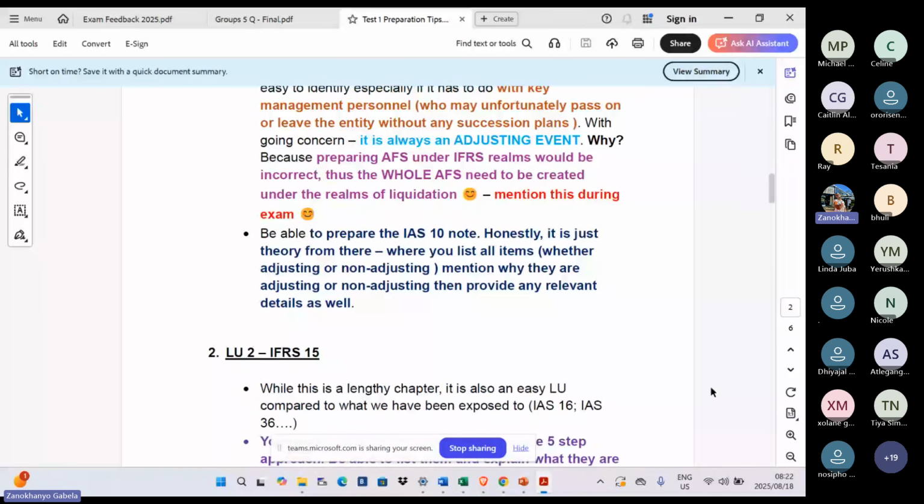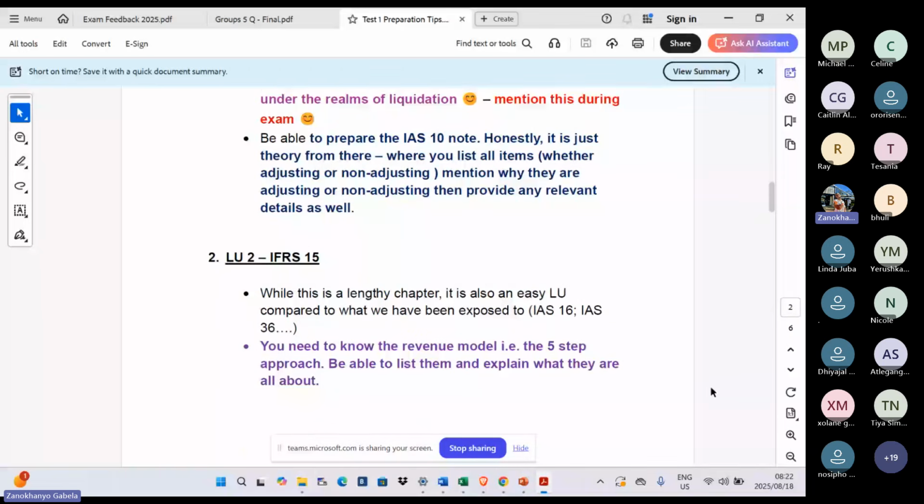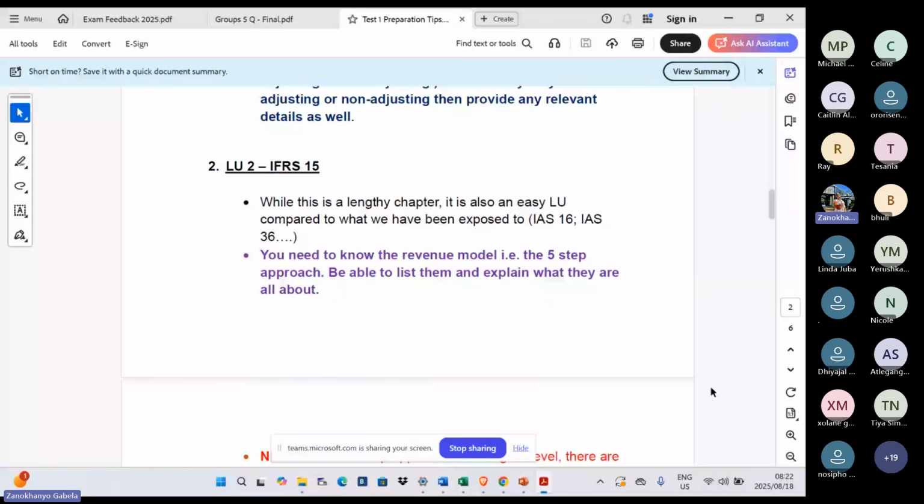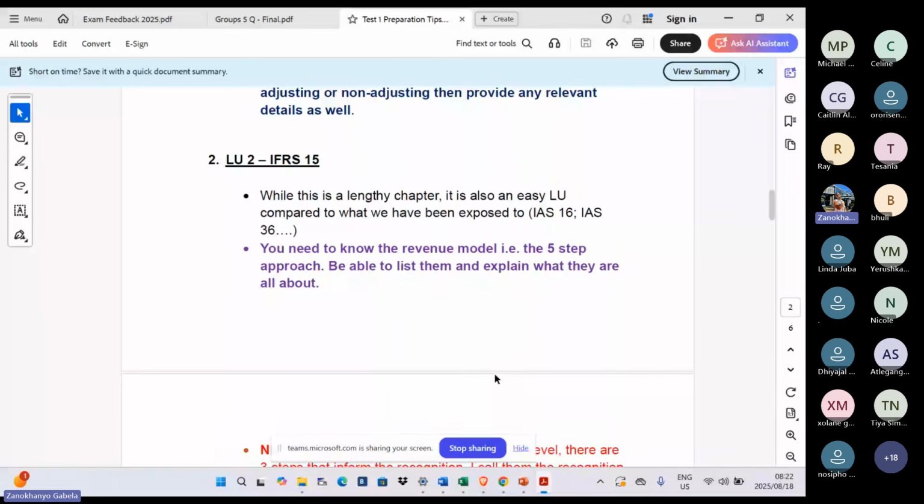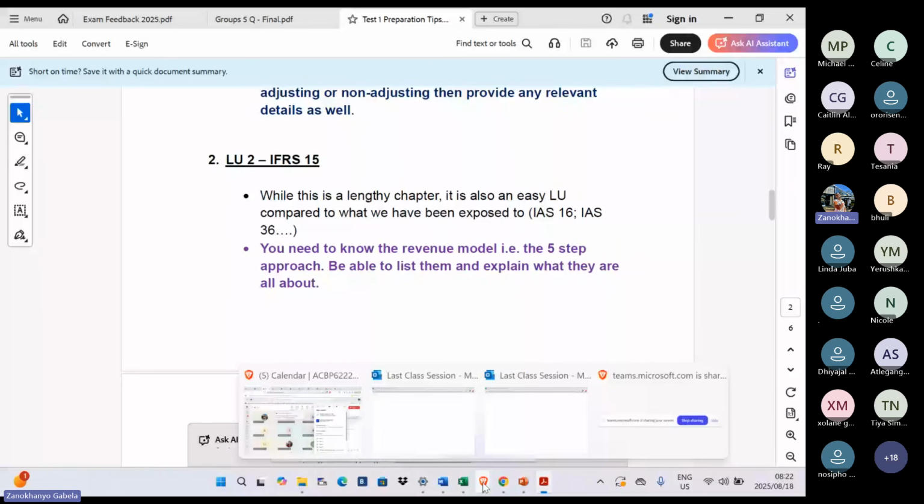So I'm going to come to the screen just to check if we are still fine, if we don't have any questions, before we move on to learning unit 2, which now speaks about IFRS 15. So let me drop on, check.